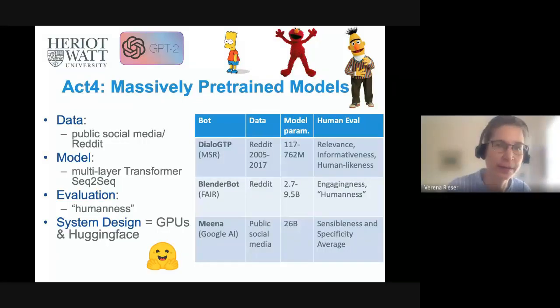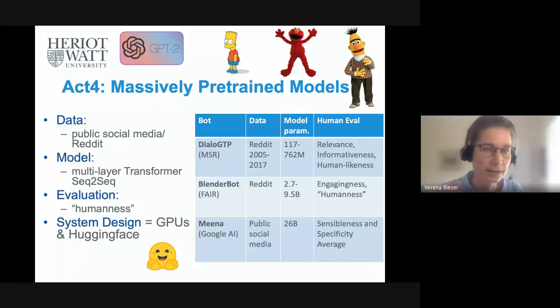So the current act is where we are now. I probably don't have to tell you much about it. We've got massively pre-trained models, mostly privately owned. We take all the data we can get from public sources, from social media, Reddit. We've got multi-layer transformers. Evaluation is interesting. A lot of these big models are evaluated according to how human they are, using reference-based metrics, but also human evaluations where they ask specifically about the humanness of a system. And then, system design, what you need to do when you build such a system is mainly knowing how to use GPUs and Hugging Face libraries, which is a great resource, by the way.